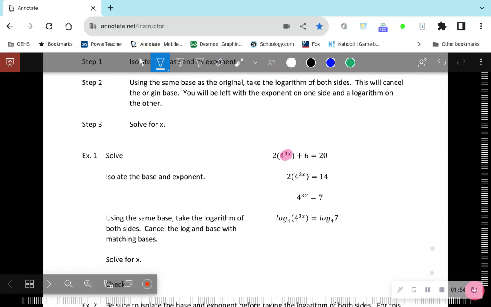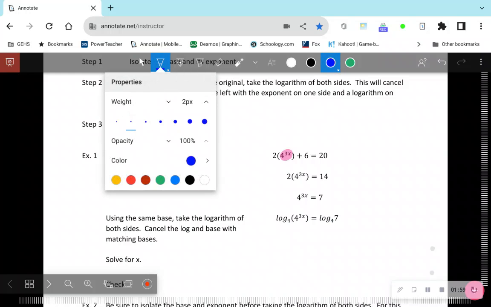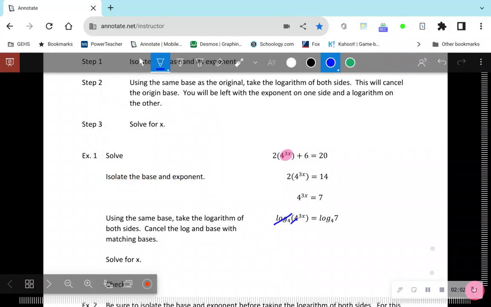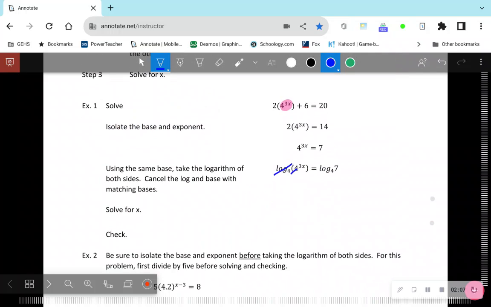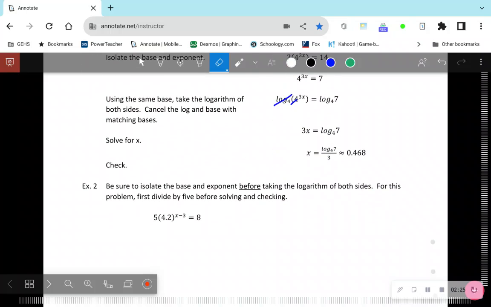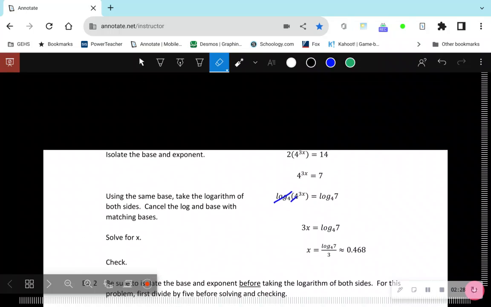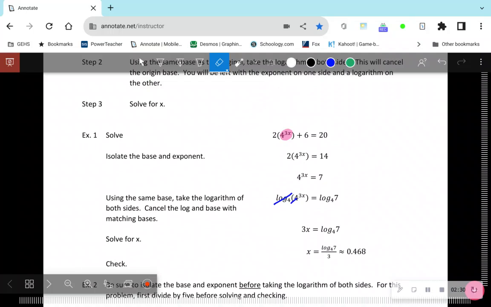So what we have here is a case where we're going to cancel that logarithm and the base. Log base 4 and a base of 4 cancel each other off. So now you end up with just 3x equals log base 4 of 7, and dividing by 3 will get the answer for you. Now you'll notice also that I plugged it into my calculator and came up with a decimal estimate.